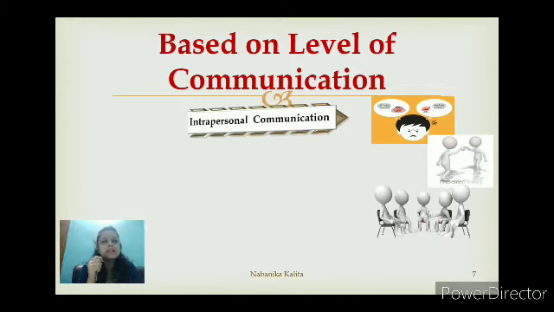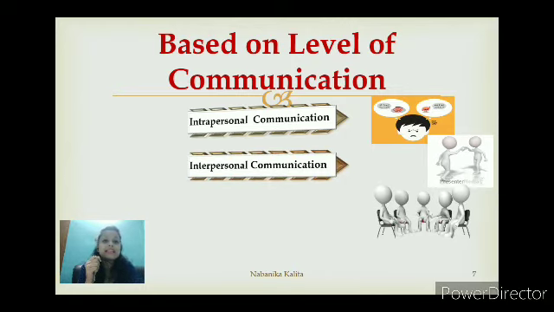Sometimes we think within ourselves, like should I do this or not, should I take this or not, should I buy this or not, should I eat or not. That type of communication that takes place within ourselves is intrapersonal communication. In various decisions we talk with ourselves, and that is self-talk.